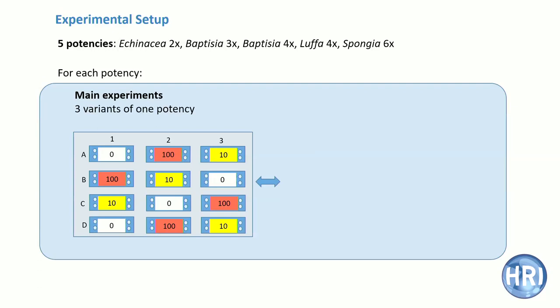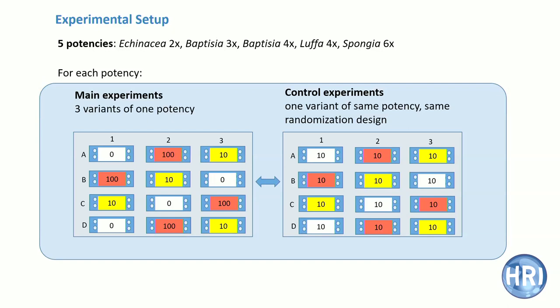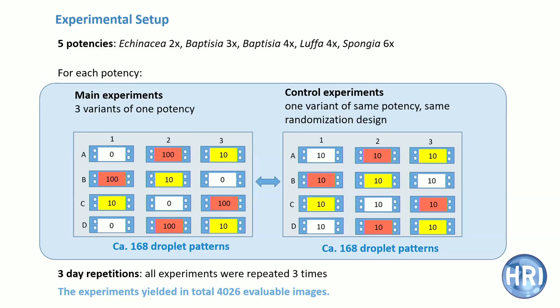We performed also a positive control experiment where only 10 times succussed samples were put on slides, and they were analyzed exactly in the same randomization design as the Verum experiment. The experiment was repeated 3 times on 3 different days, and in total we had 4,026 images.